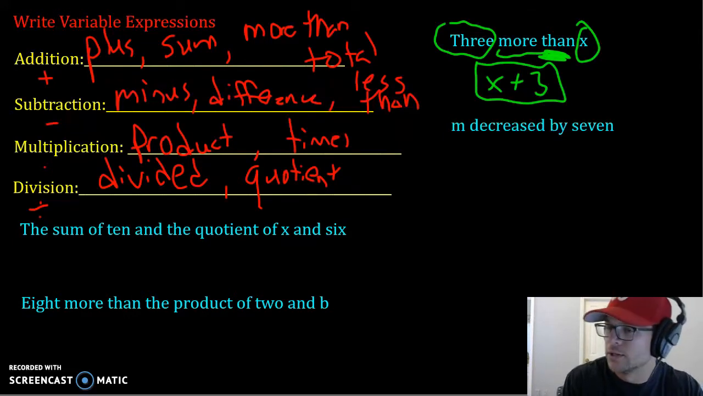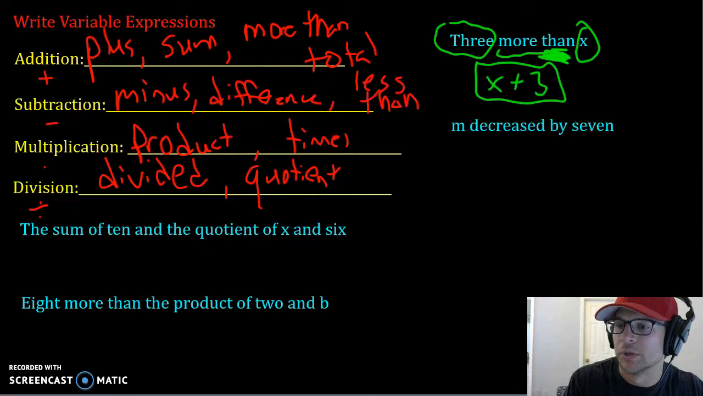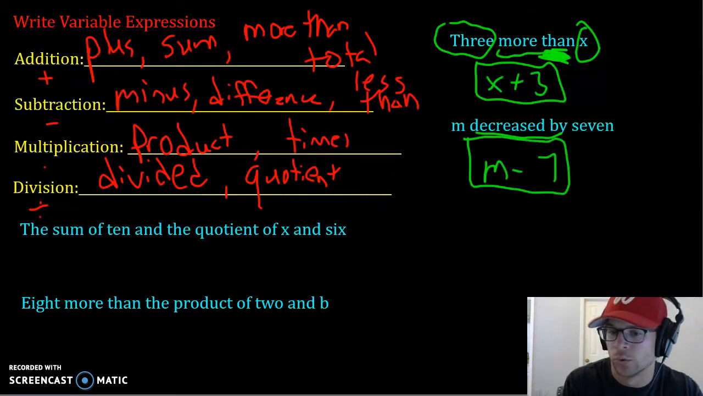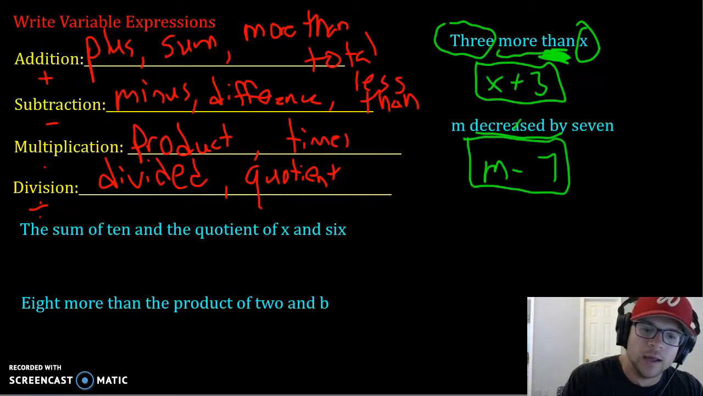Now, at least for addition, the order doesn't matter. So you could also write 3 plus x, and it would mean the exact same thing. But just get into the habit of, whenever you see the words than, more than, less than, you're going to be switching the order. It matters more in subtraction than addition. Then we have m decreased by 7. Decreased is another word for subtraction. So m minus 7. You don't see the word than, so there's no order being switched right here.